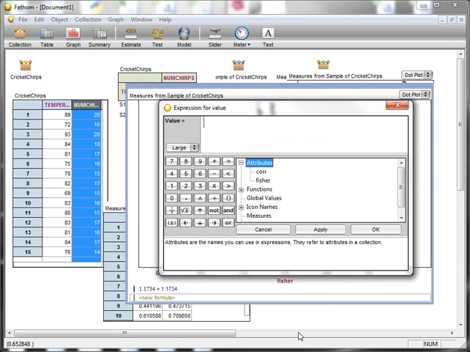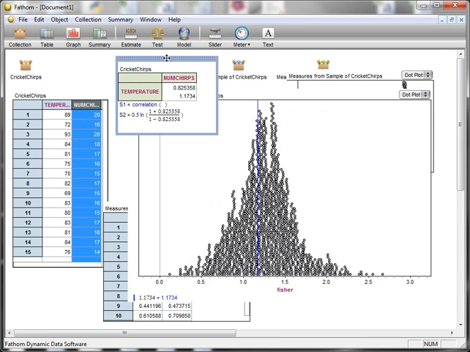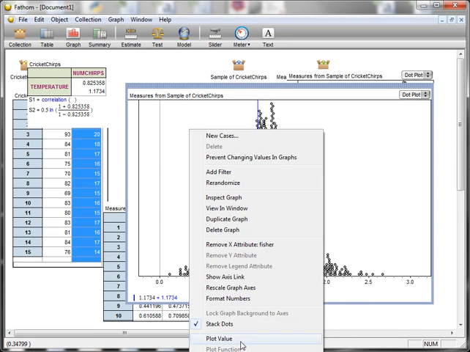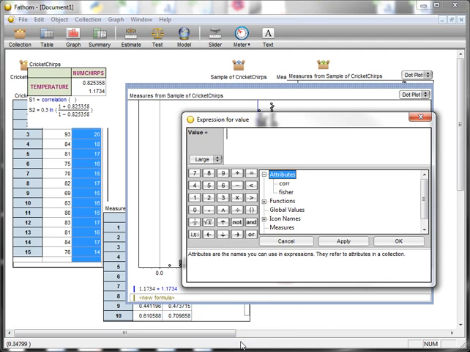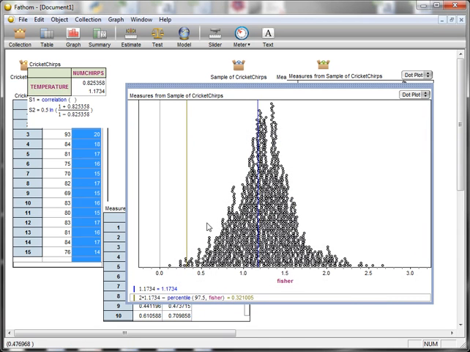I'm going to plot the Fisher transform of the original set of data, and just in case I've hidden that now, that value is 1.1734. So I'm going to plot that out, twice that value, minus an upper percentile of the Fisher transformed sample correlation coefficients generated through the randomization technique. That's the lower bound right there.